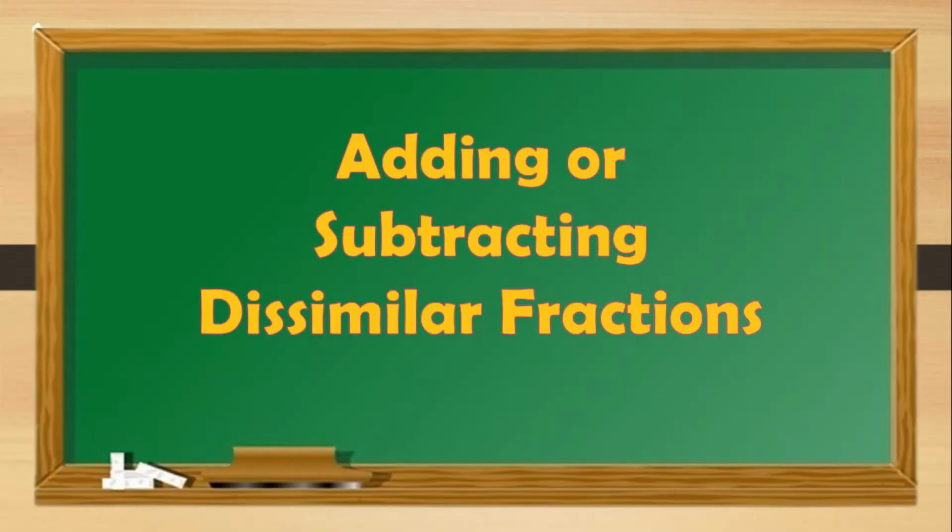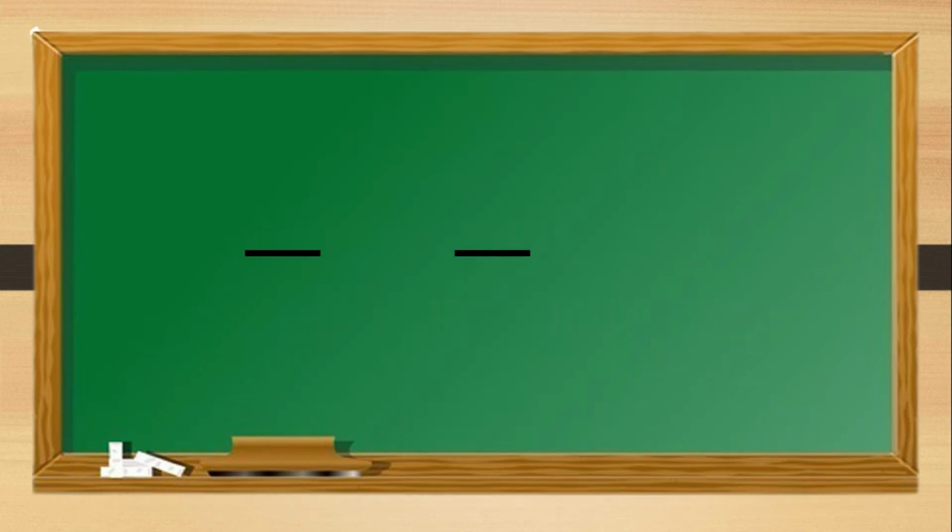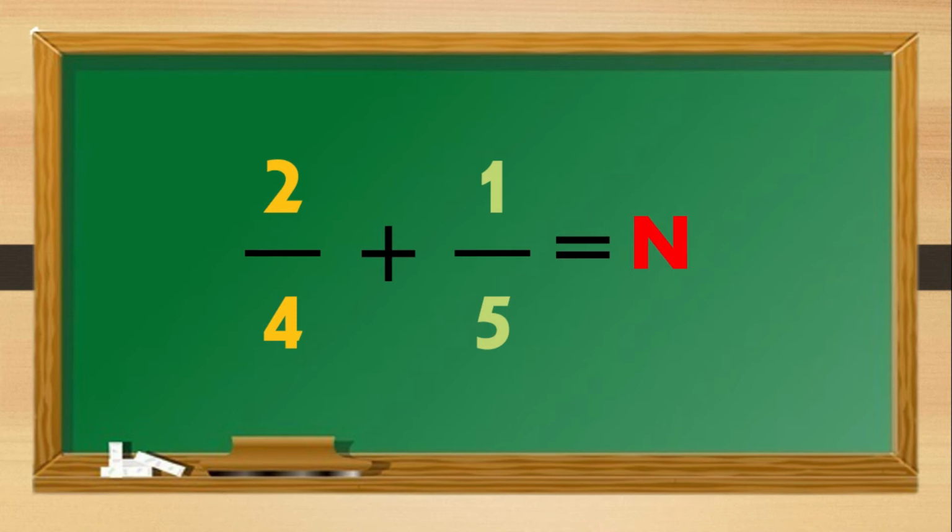Let's move on to adding or subtracting dissimilar fractions. How will you solve the equation if the fractions have different denominators? Do you have any idea? For example, the equation is 2/4 plus 1/5 equals n. Since the denominators are different, we must rewrite the fractions so that they will both have the same denominators. Therefore, we must find the least common multiple of 4 and 5.